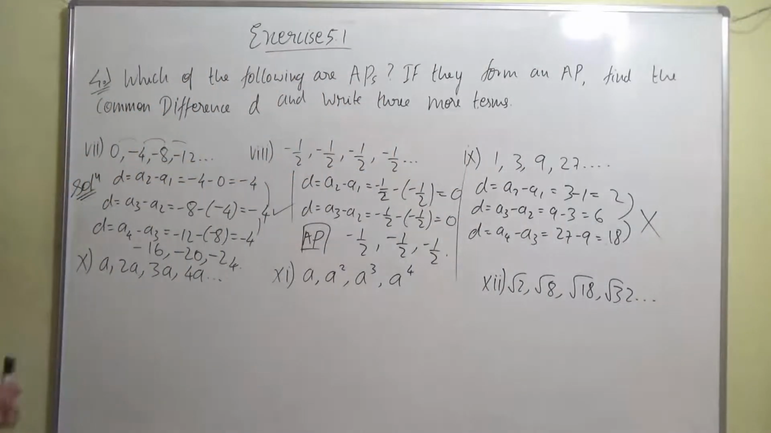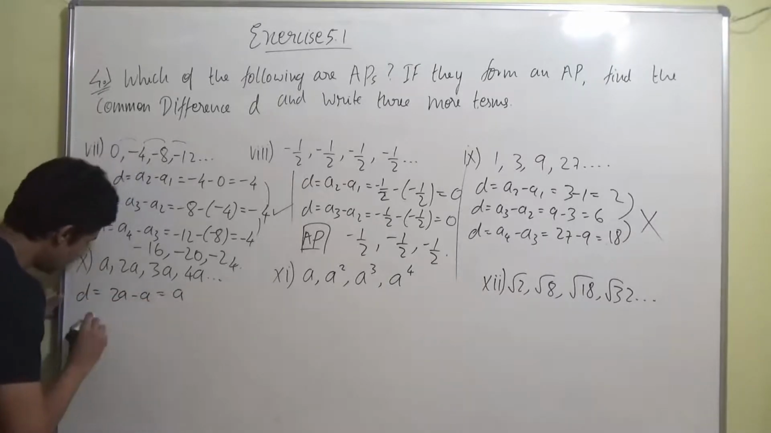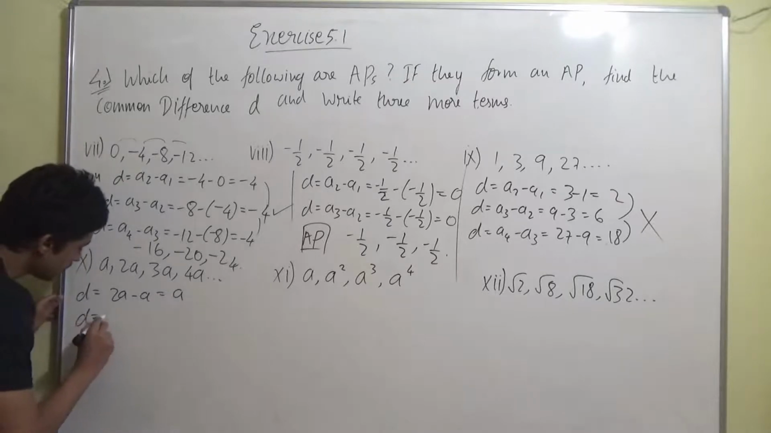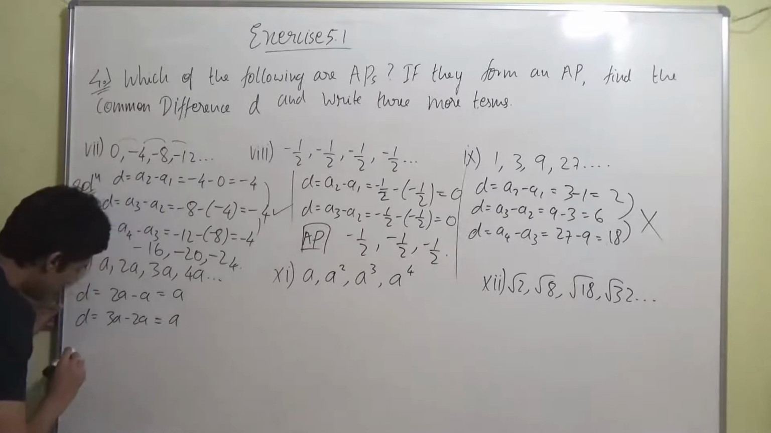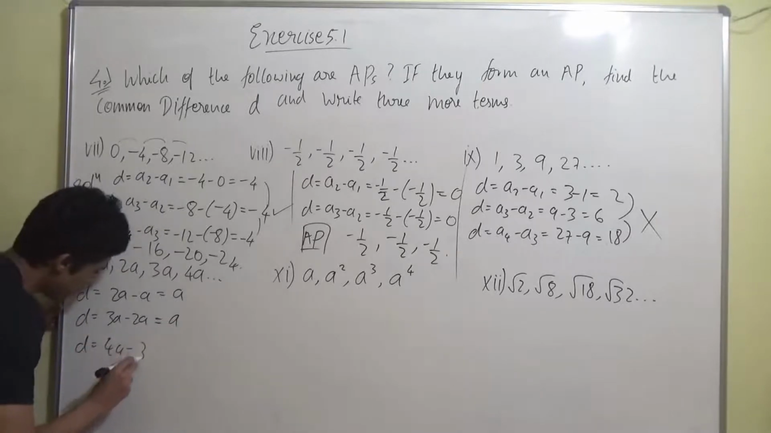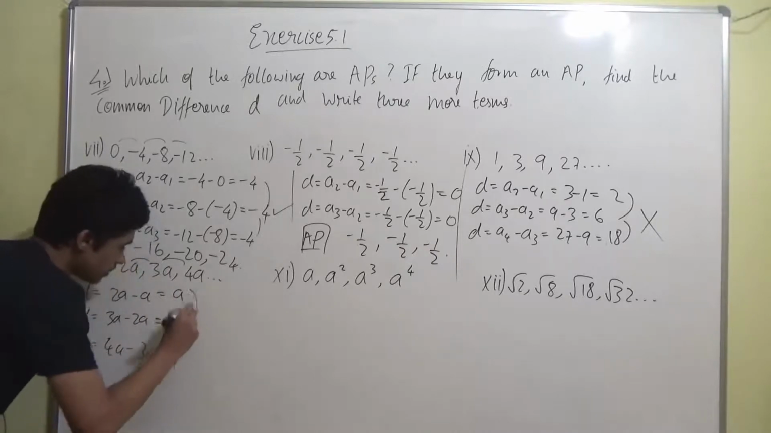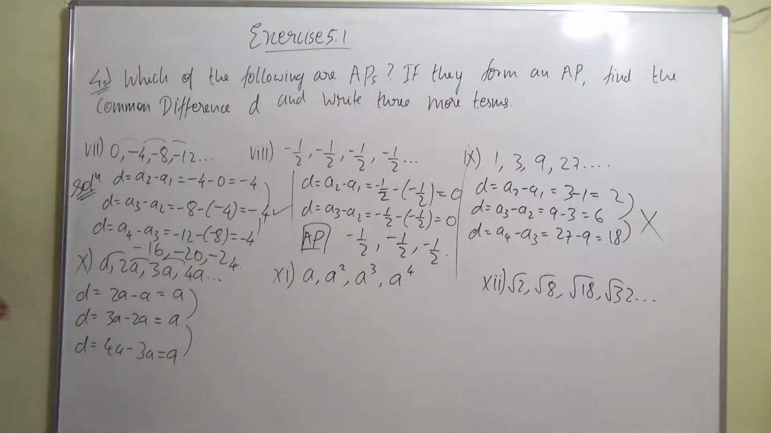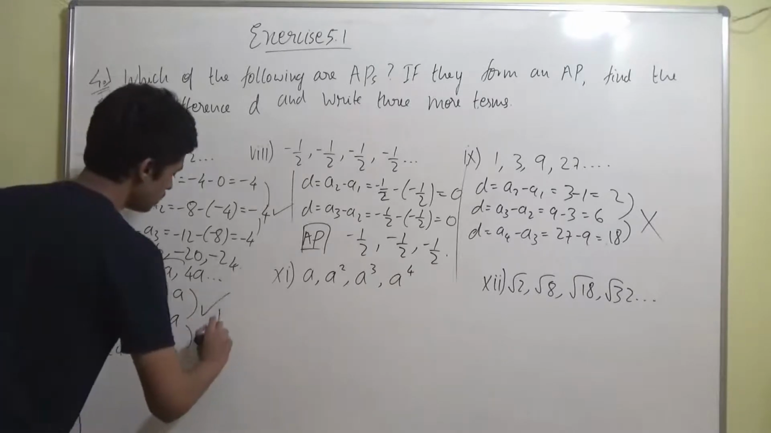Now let's go to the 10th sub question. Here if you see, let's take the difference directly. It is 2a minus a equal to a. Difference between the next two terms, that is 3a minus 2a, is also equal to a. Difference 4a minus 3a between these two terms, all the terms is same. The difference between all the terms in this sequence is same, that is a, which means it is an AP.